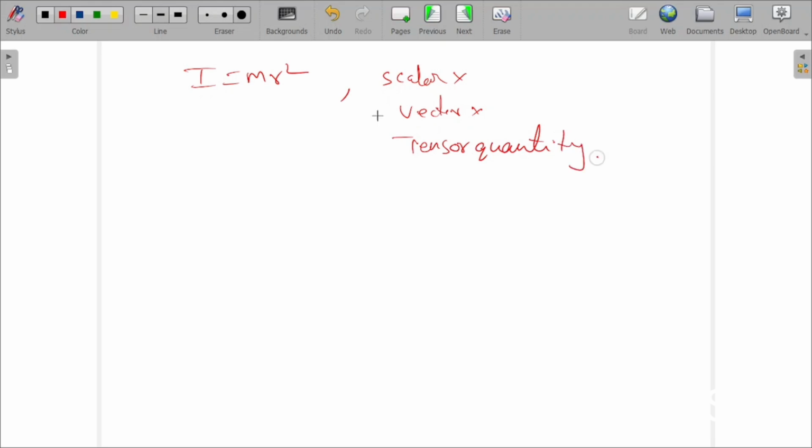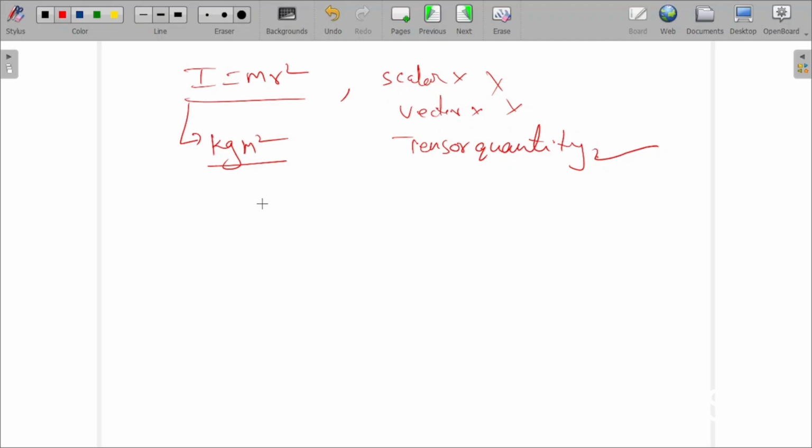Okay, so moment of inertia is not a scalar, not a vector. It is a tensor quantity. Next, this is the formula for this. Can you tell me what the units are? Mass is kg, distance is meter square. So the unit of moment of inertia is kg meter square.